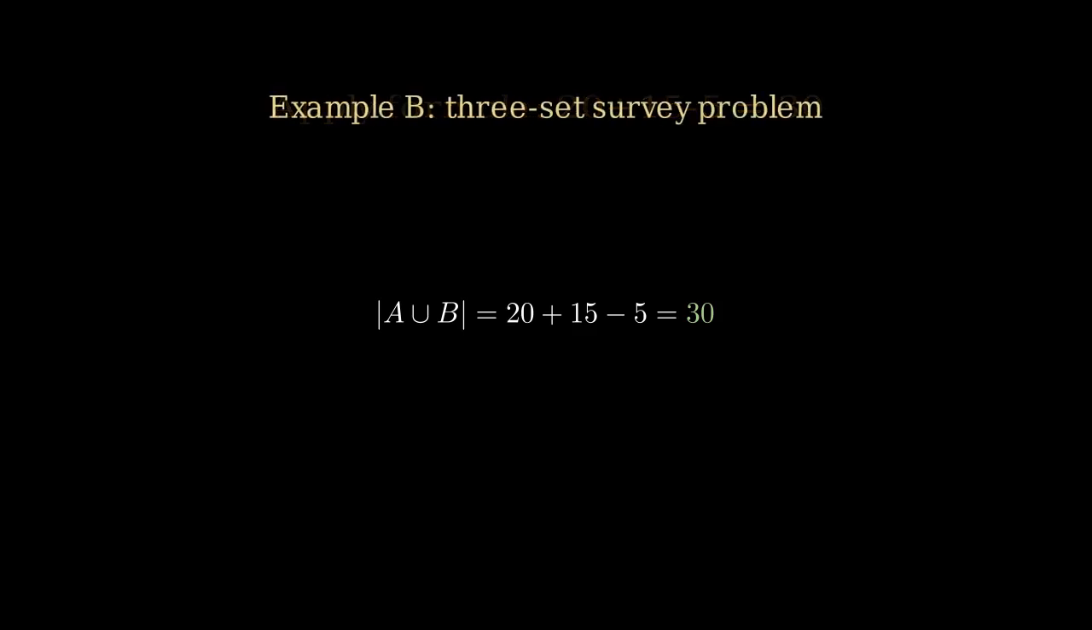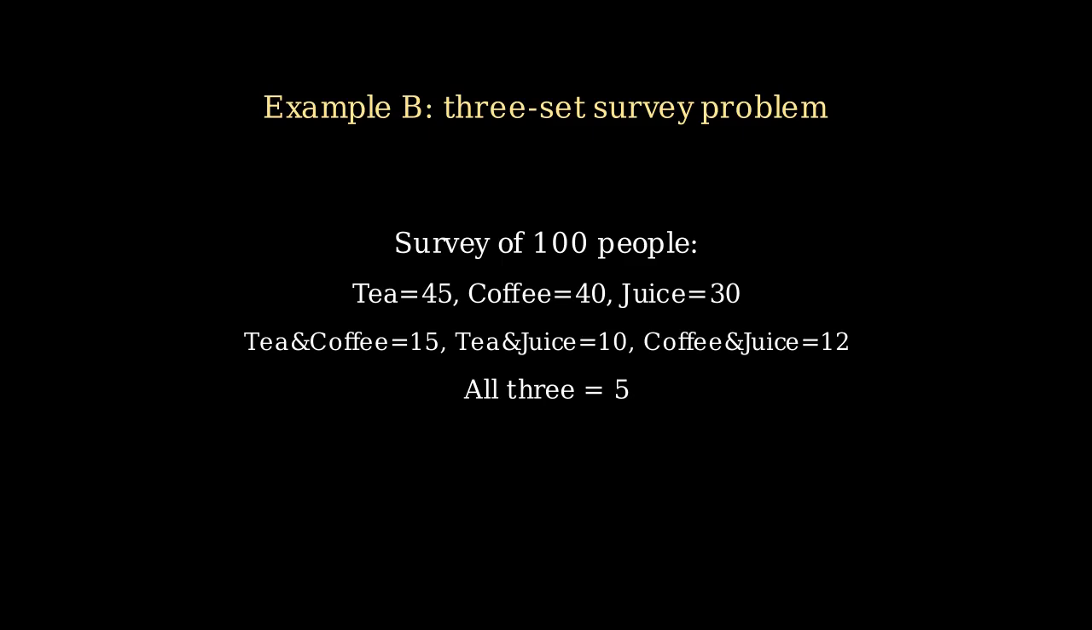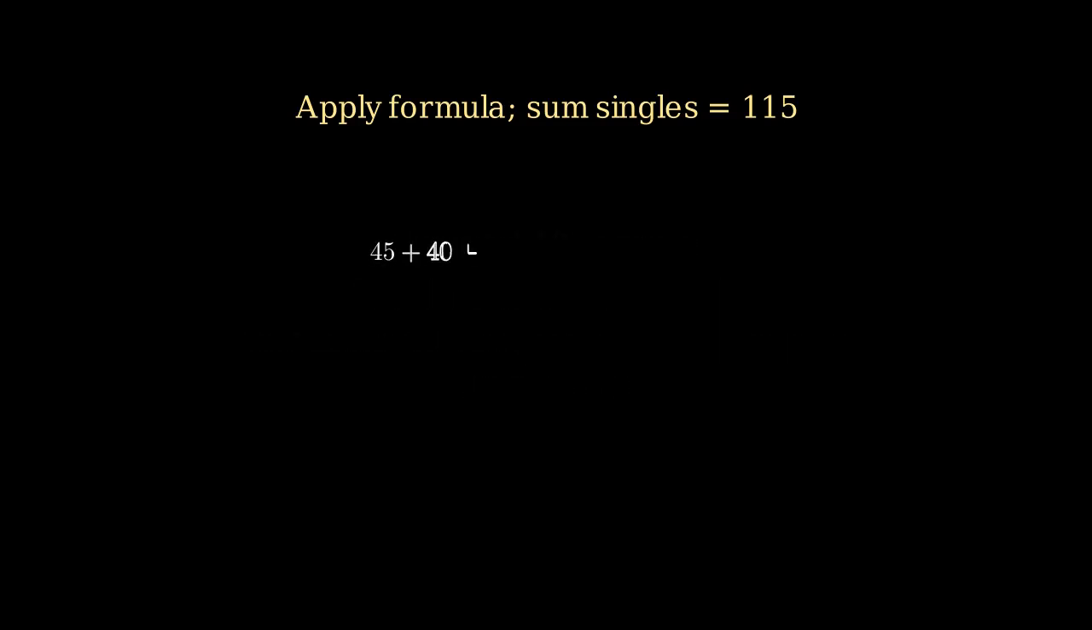Worked example B. A genuine three-set problem. A survey of 100 people finds 45 like tea, 40 like coffee, 30 like juice, 15 like both tea and coffee, 10 like both tea and juice, 12 like both coffee and juice, and 5 people like all three. How many people like none of the three? Step 1. Apply the three-set inclusion-exclusion formula. 45 plus 40 plus 30, minus 15, minus 10, minus 12, plus 5.